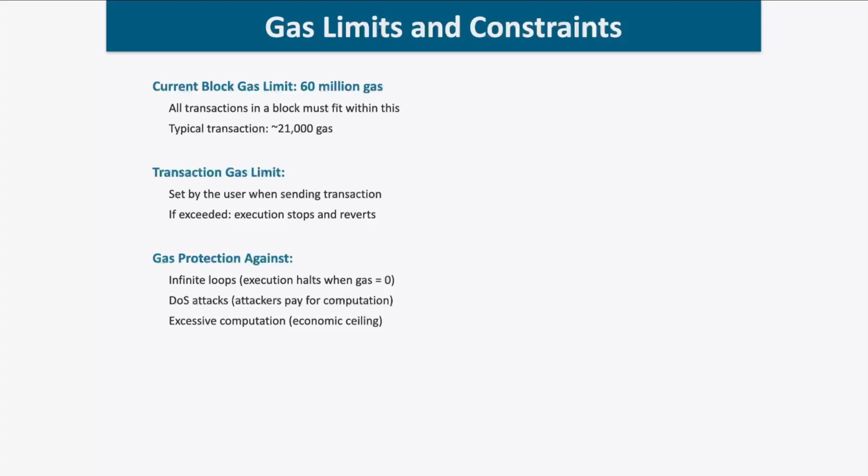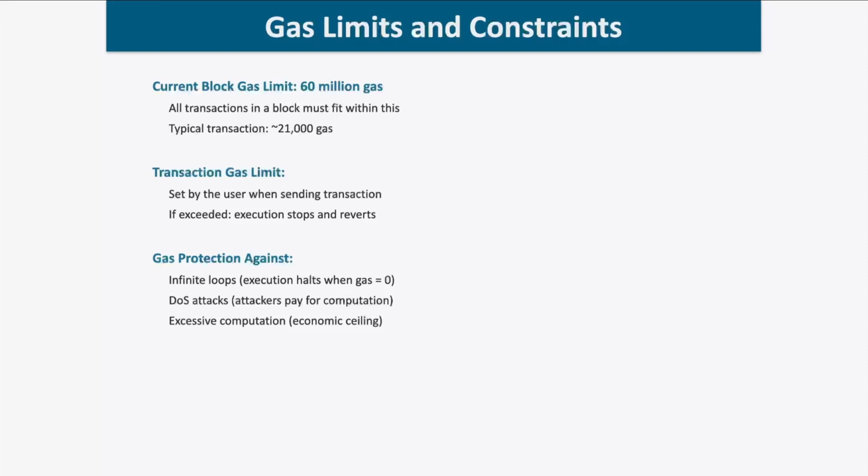Now let's talk about the bigger picture, gas limits. The current block gas limit is about 60 million gas. This means all transactions included in a single block cannot exceed 60 million gas total. This is a hard cap set by the Ethereum protocol. It prevents blocks from becoming infinitely large.